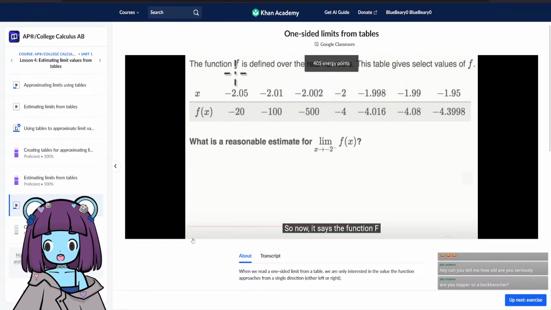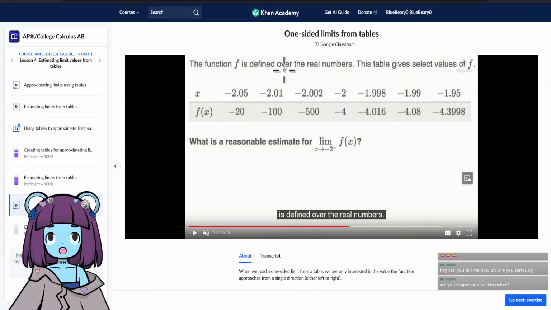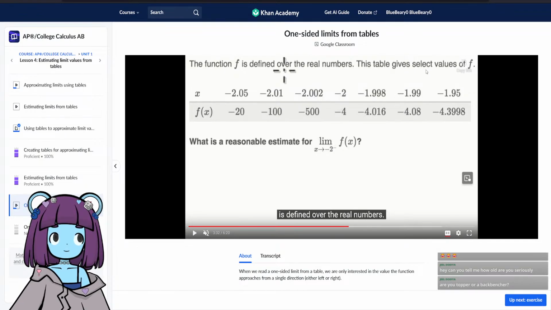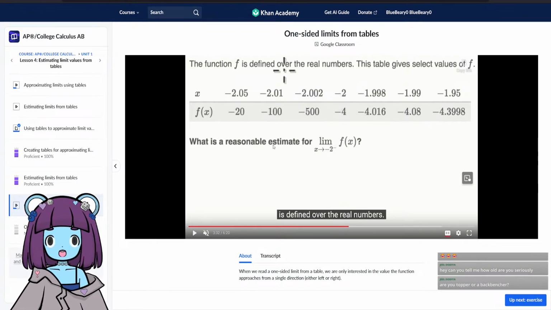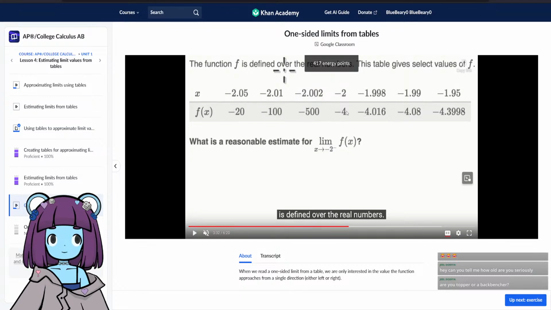Another question. Let's pause this and try to figure it out ourselves first. The function f is defined over the real numbers. This table gives select values of f. What is a reasonable estimate for the limit of f of x as x approaches -2 from the left? So as it approaches -2 from this side, we have -20, -10, -500. Jeez, that's like a huge jump. And then we ignore this because it's from the left.